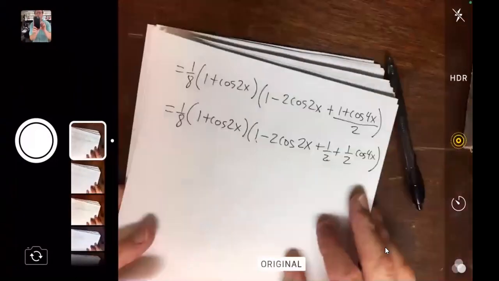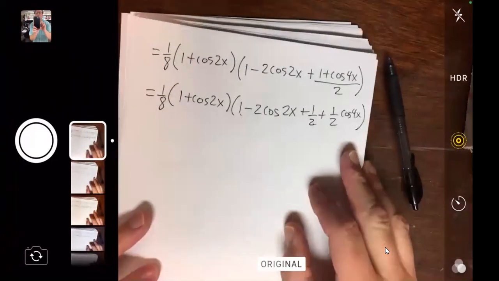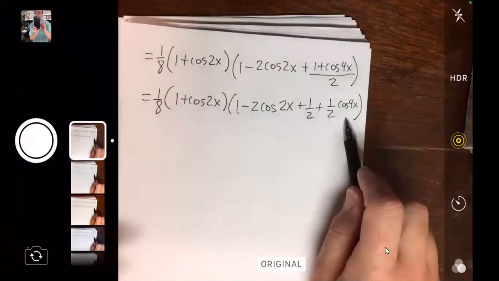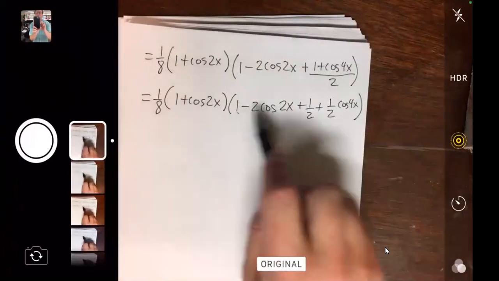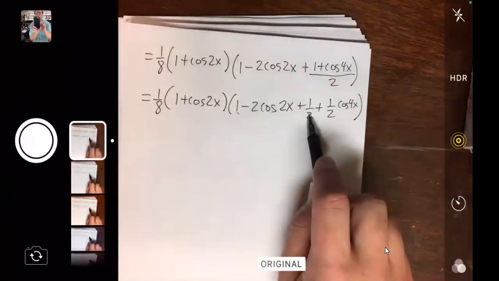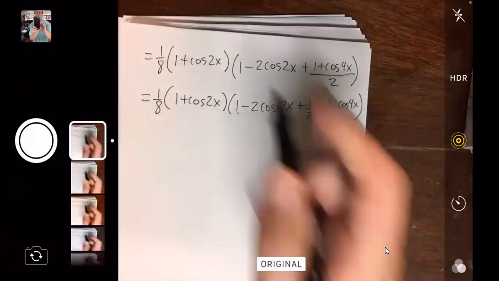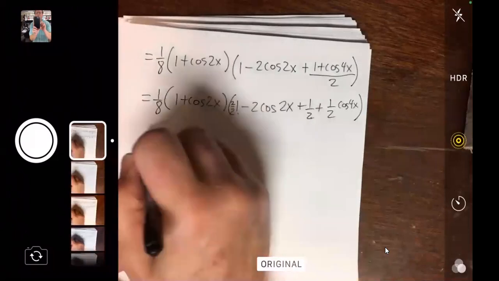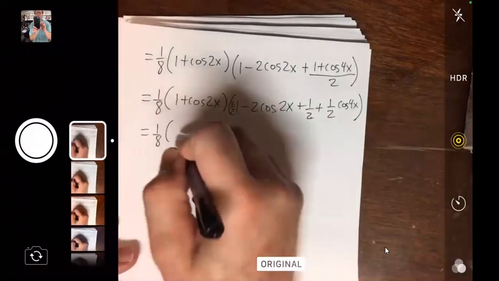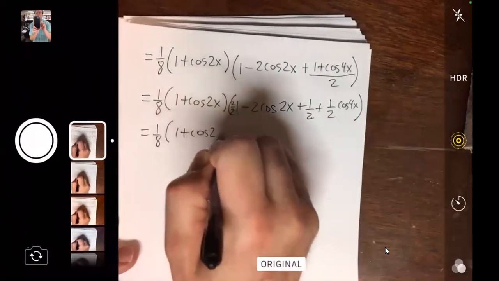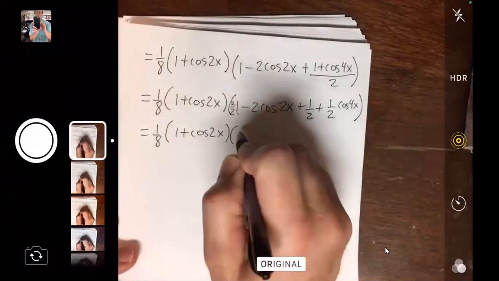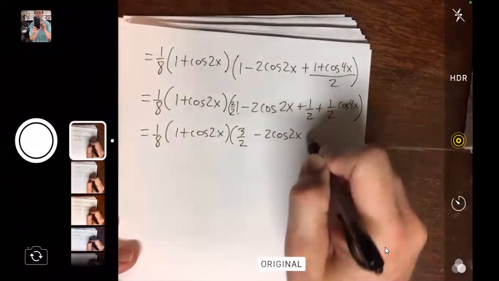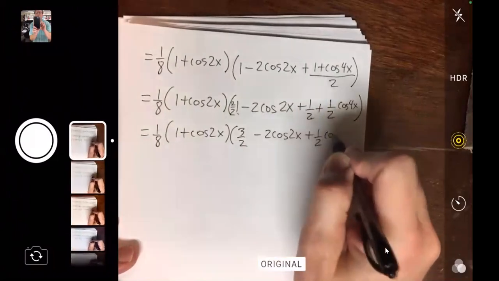Okay, let's see if that works any better for a while. All right, I'm trying to get this second parentheses as simple as I can. So you see I still have a 1 plus a half. That's going to give me a 3/2 because 1 is 2/2, and 2/2 plus 1/2 will give me 3/2. So let me do that. Three halves plus 1/2 cosine of 4x.